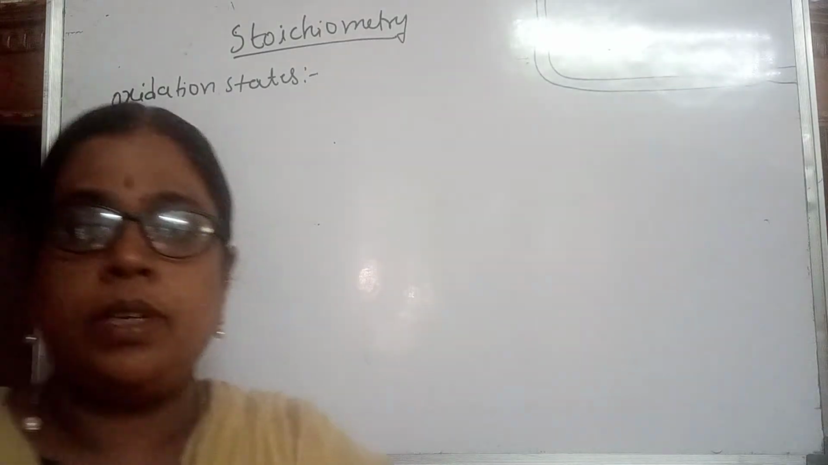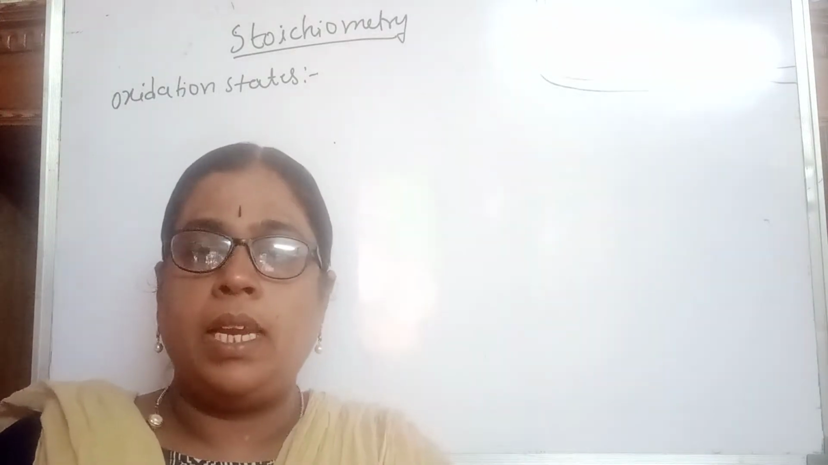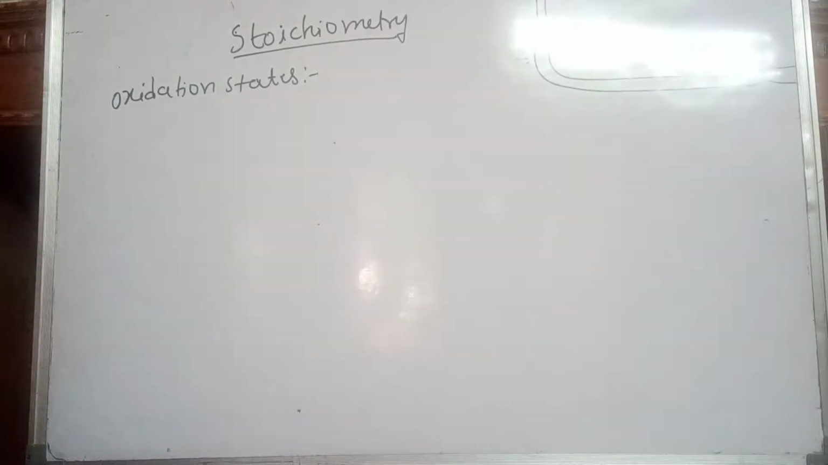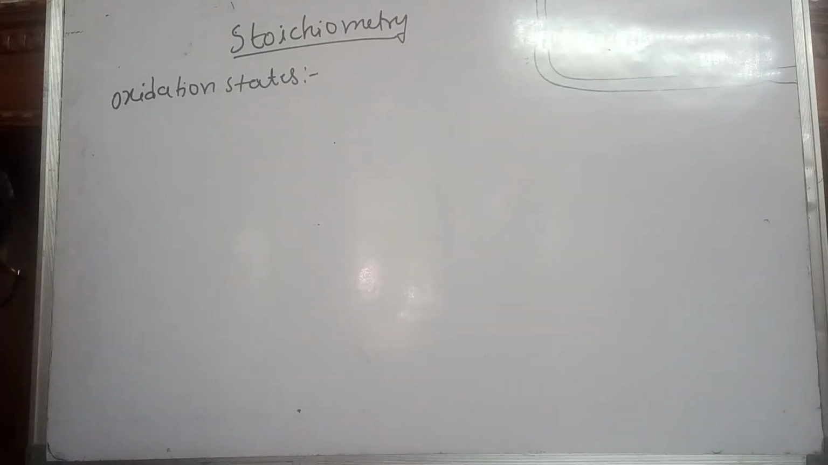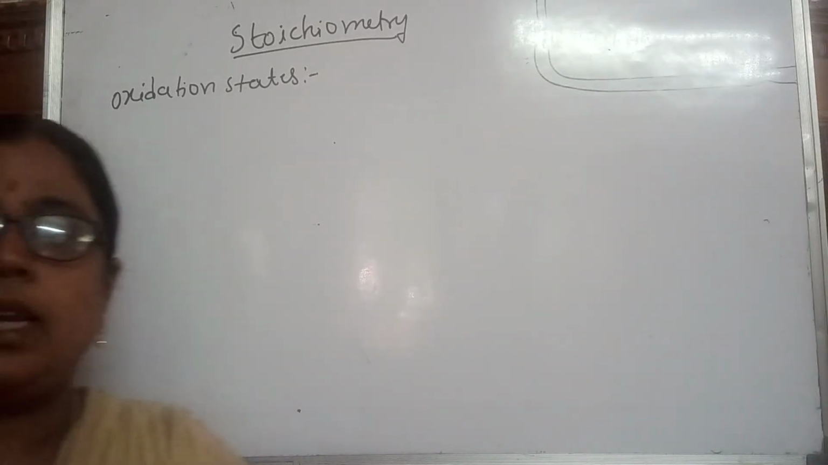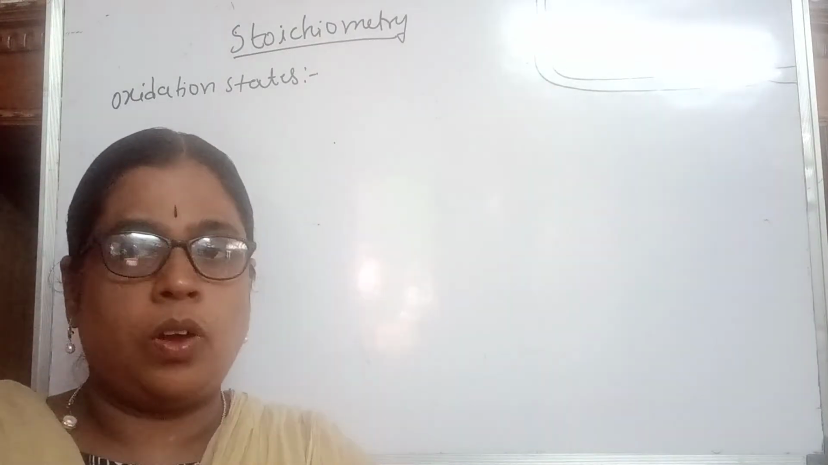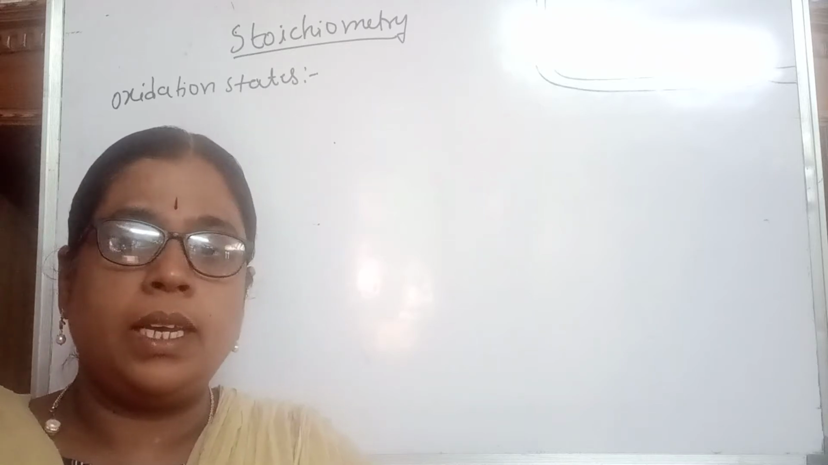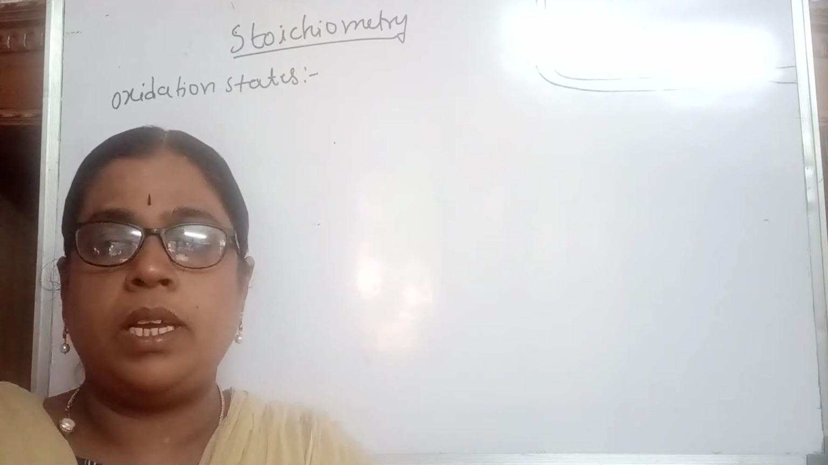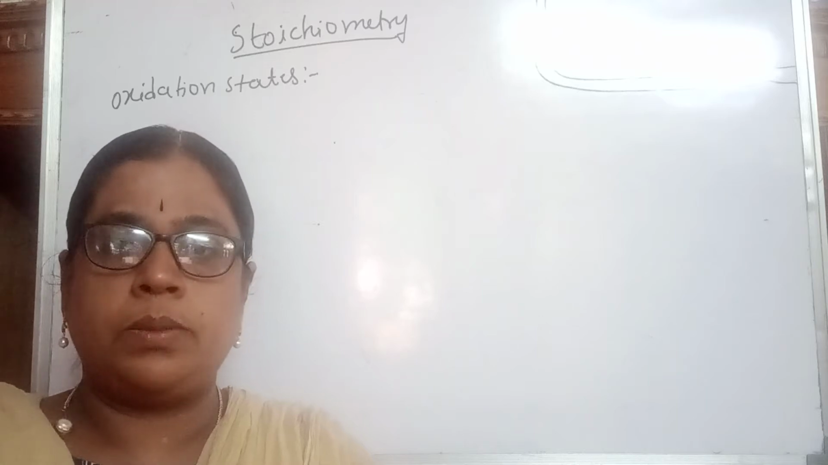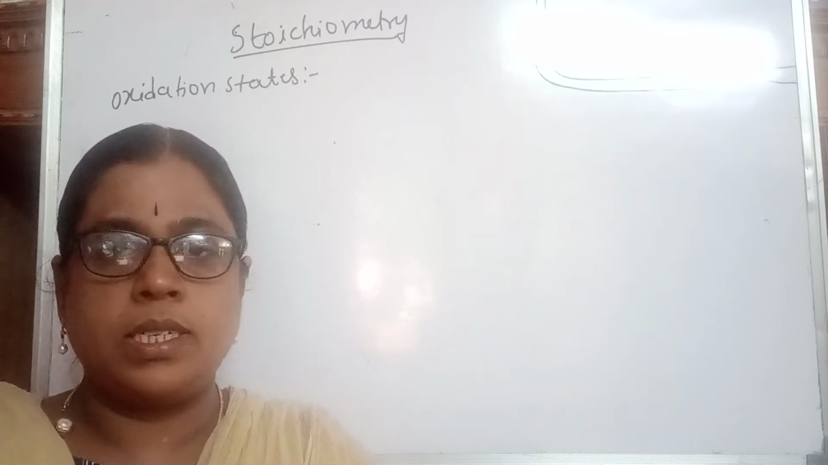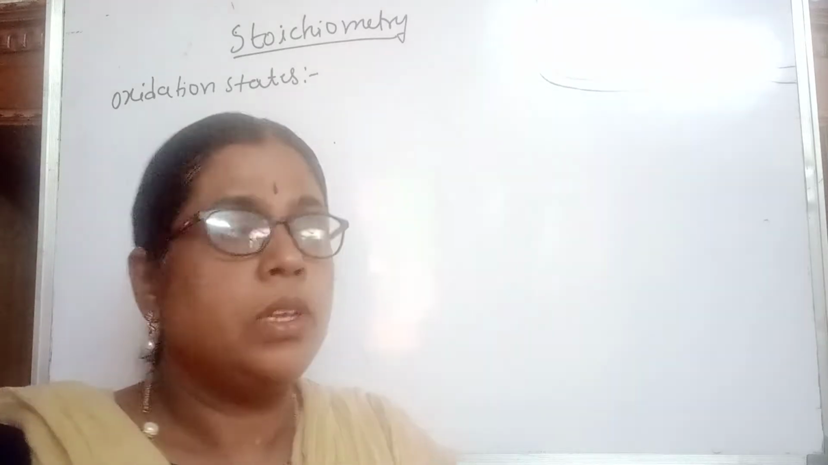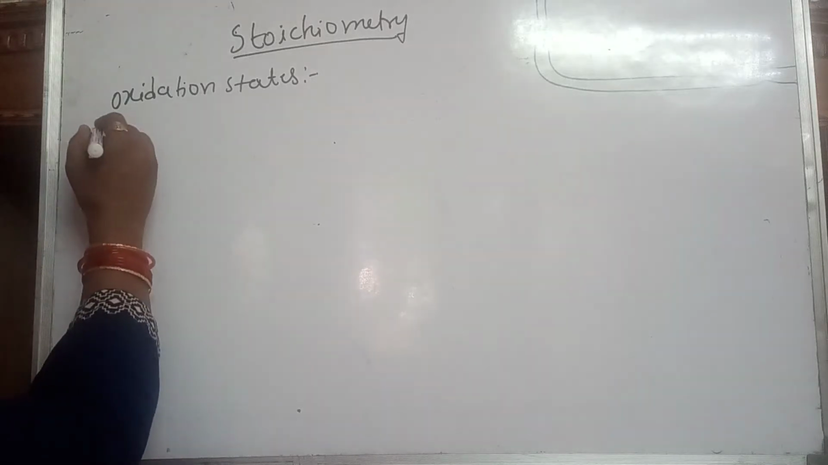Today we are going to discuss the calculation of oxidation states. This is a simple, easy topic. By following some rules, we can calculate the oxidation number or oxidation state of an element in a given compound. Oxidation state simply means the charge present on the species. Oxidation state and oxidation number mean the same. So, rules for calculation of oxidation states.